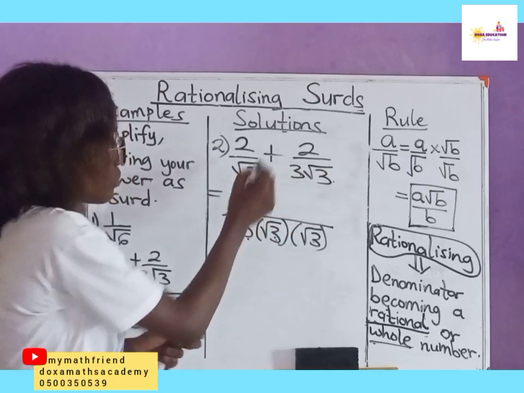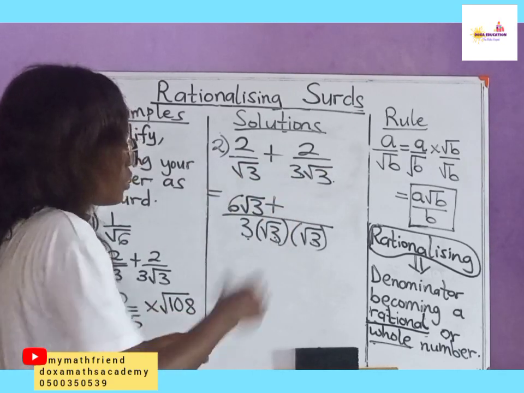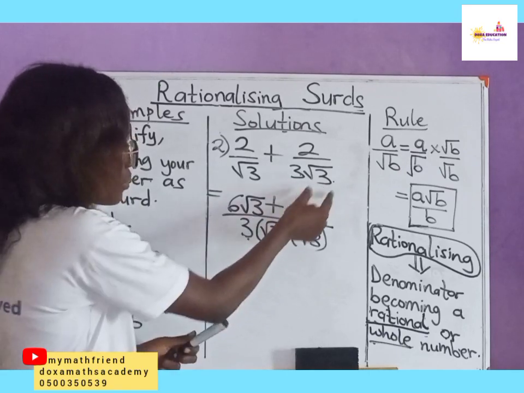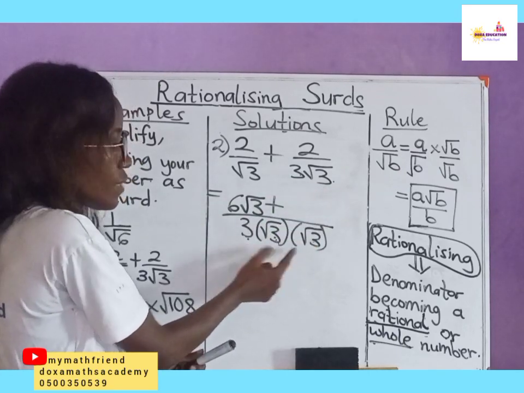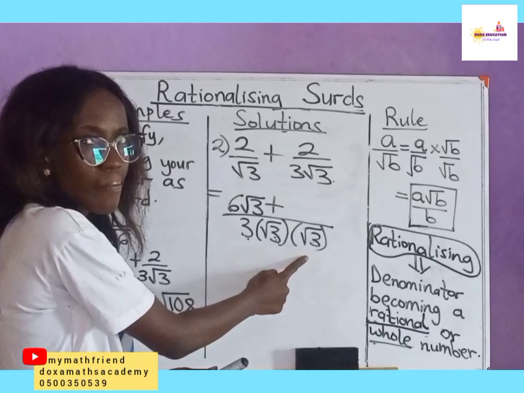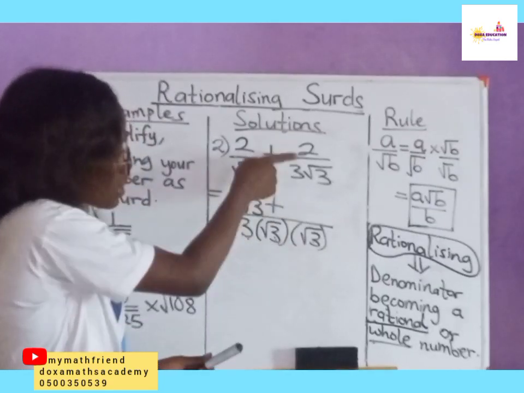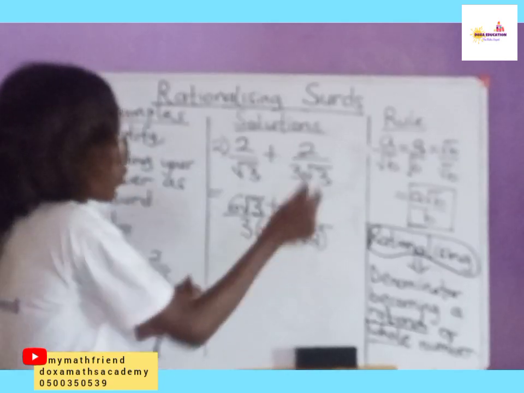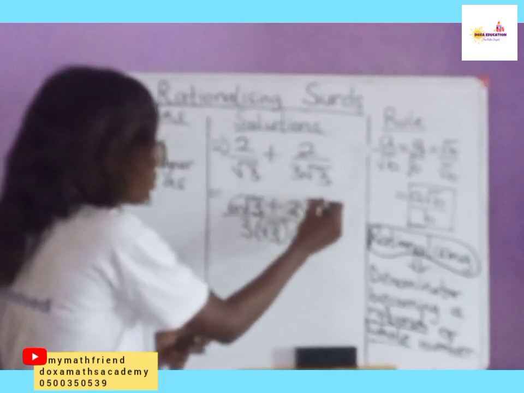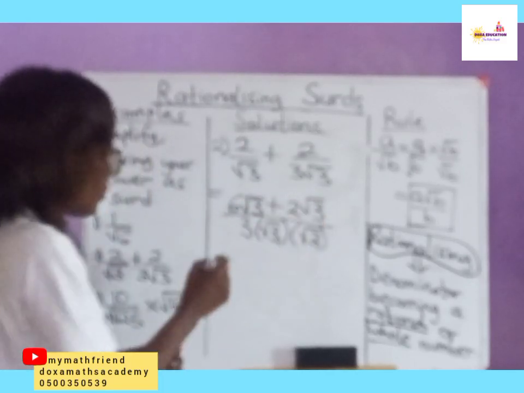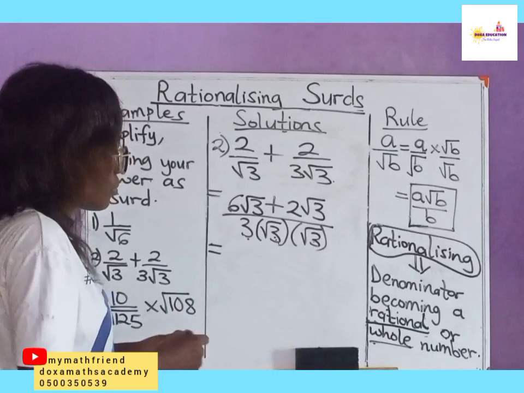Goes to the second fraction. The denominator is 3 root 3. Is 3 root 3 here? Yes, it's here. What's left? Root 3 is left. So root 3 that is left multiplies the numerator 2, so we have 2 root 3. Cool, do you see that? Very simple. The next step.